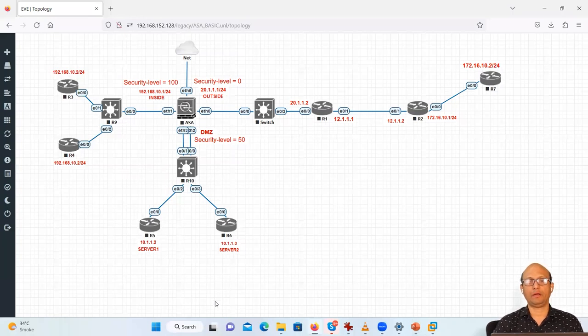Okay, so this is a basic topology where I have placed a firewall. No doubt we now have next generation firewalls, FTD, but still, in order to understand next generation firewalls you have to understand ASA also. It's not totally removed from the network. The CCIE lab still carries this firewall, which means people still have ASA firewalls in their premises.